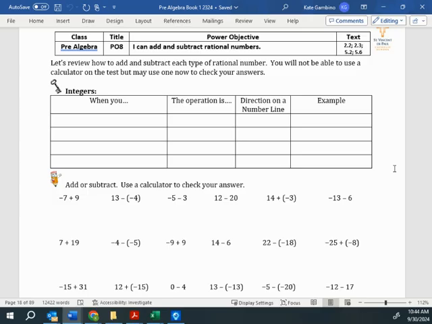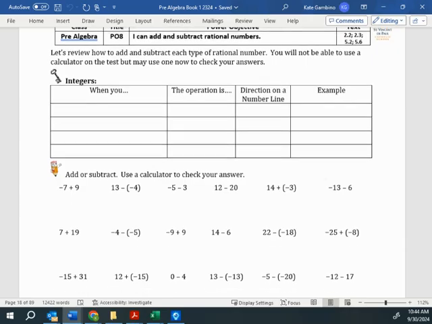Evan? A positive or negative that can be a decimal fraction. Yeah, positive or negative numbers that can be a fraction or a decimal that ends or repeats. So we're going to be working with adding and subtracting all of those different types of rational numbers. So first, let's review what we're going to do when we add or subtract different types of rational numbers.